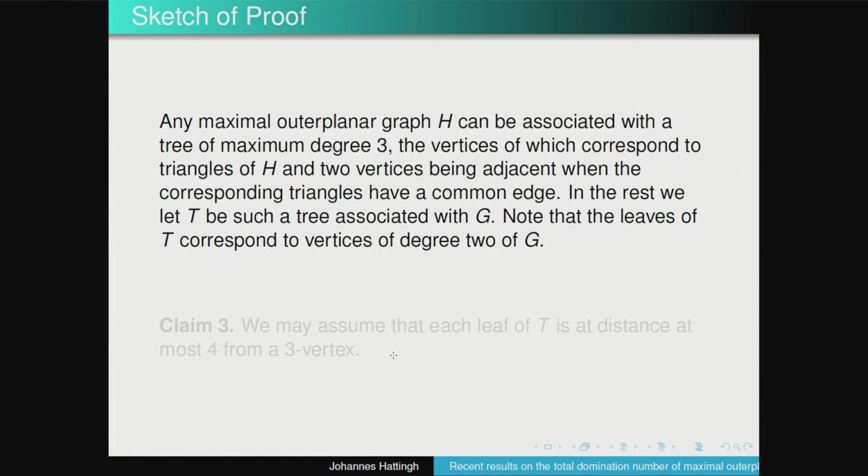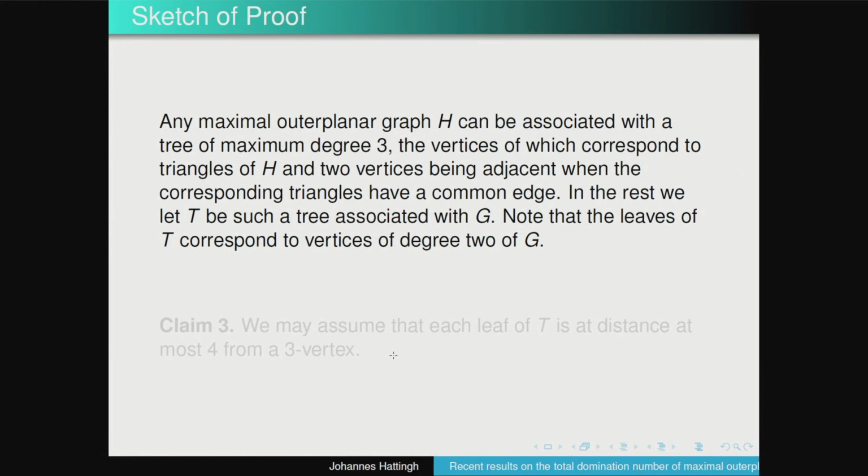And then we can actually associate every maximal outerplanar graph with a tree of maximum degree 3, the vertices of which correspond to the triangles of H, with 2 vertices being adjacent when the corresponding triangles have a common edge. So it's like a weak dual, I think that's what they call it. In the rest of the proof, we let T be a tree associated with this graph G, and note that the leaves of T correspond to the vertices of degree 2 of G.